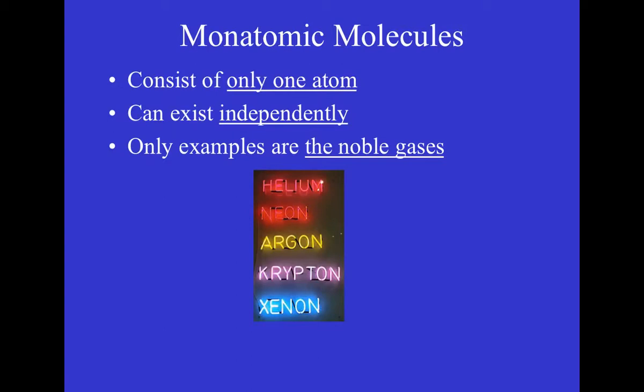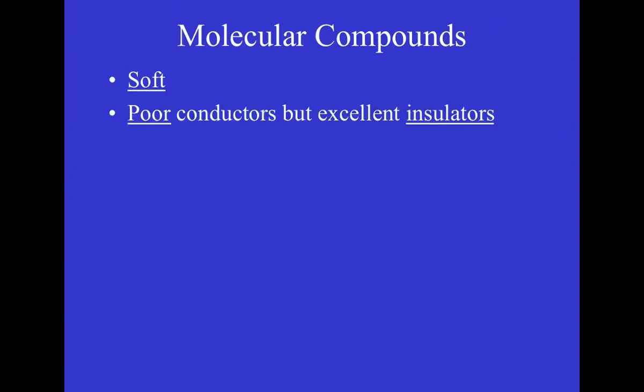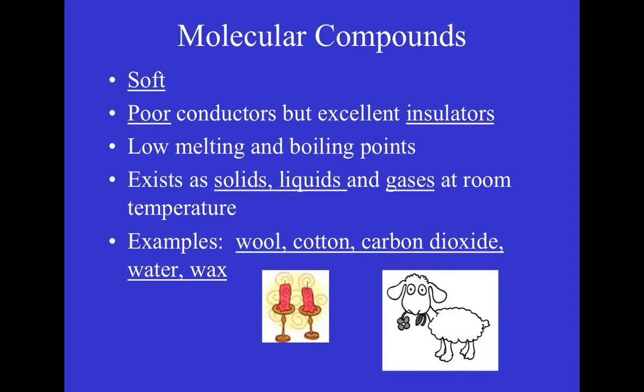Now, before we talk about how we write covalent bonding in Lewis dot, let's go through some of the properties of molecular compounds. Molecular compounds tend to be soft. They also tend to be poor conductors, but they are excellent insulators. They have low melting and boiling points, and they can exist as solids, liquids, and gases at room temperature. Examples of molecular compounds include things like wool, carbon dioxide, water, and wax.